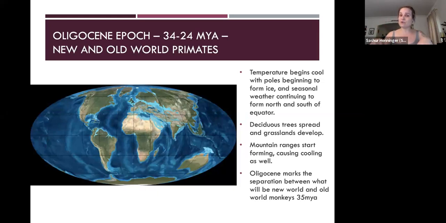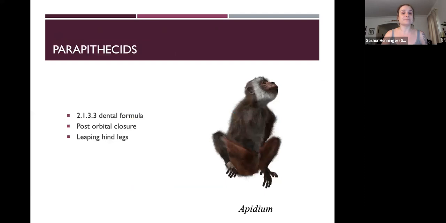So as some of them move to the ground, they're going to start evolving those Old World catarrhine-like traits for surviving on the ground, like exchanging a big, long, muscular tail for a bigger sized body, sexual dimorphism, callus pads on their rear ends so that they can sit effectively on the ground. Those traits are going to start appearing during the Oligocene as a result of these drying trends. So this is going to be the split between New World and Old World primates.